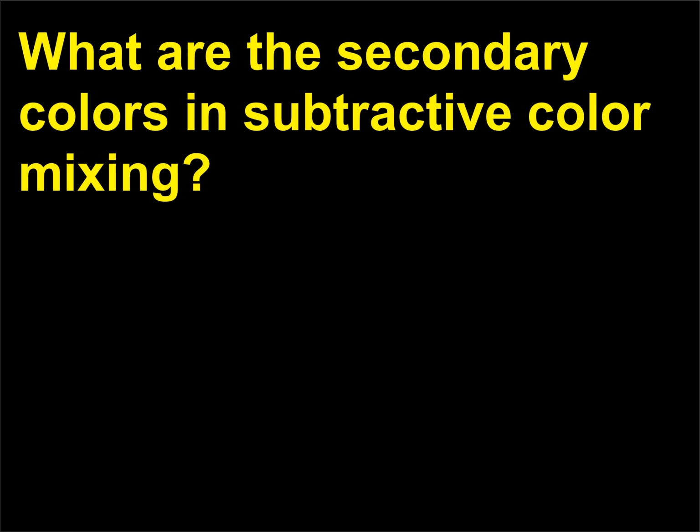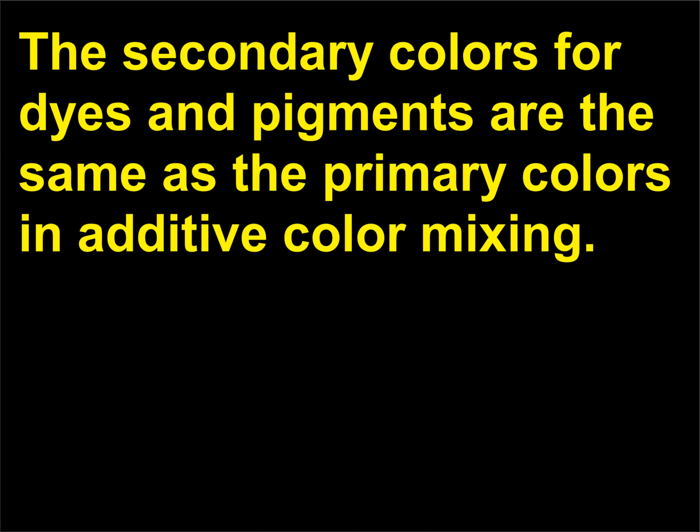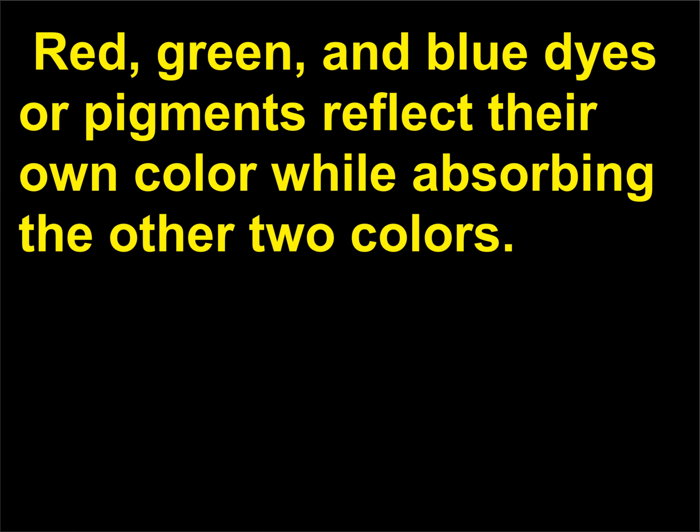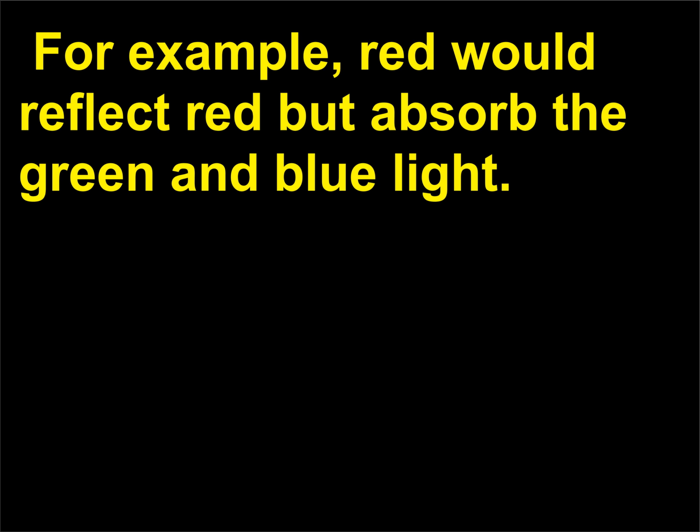What are the secondary colors in subtractive color mixing? The secondary colors for dyes and pigments are the same as the primary colors in additive color mixing. Red, green, and blue dyes or pigments reflect their own color while absorbing the other two colors. For example, red would reflect red but absorb the green and blue light.